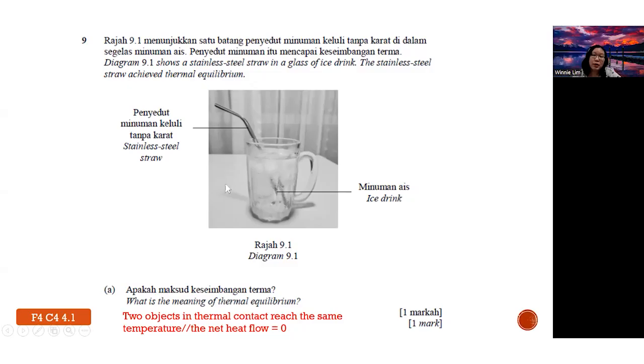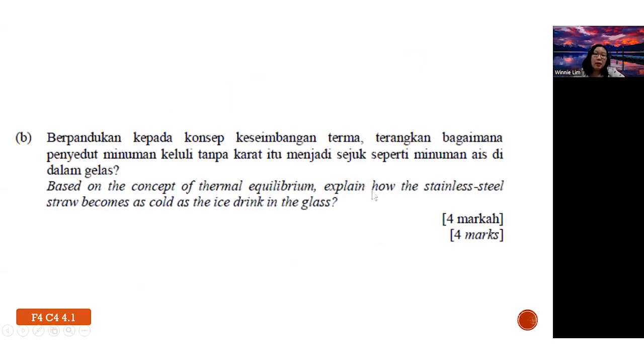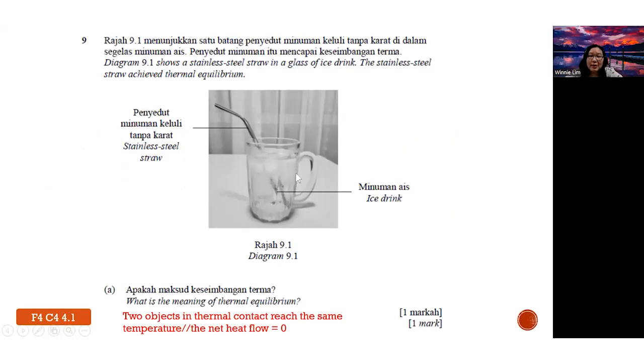And for essay questions, you're supposed to write in your test pad. But the teacher shows the answer directly on the screen so that it's easier for all of you to revise the particular topic by looking at the question and answer straight away, instead of having the answer in another part later on. Okay, moving on, part B. Based on the concept of thermal equilibrium, explain how the stainless steel straw becomes as cold as the ice drink in the glass.